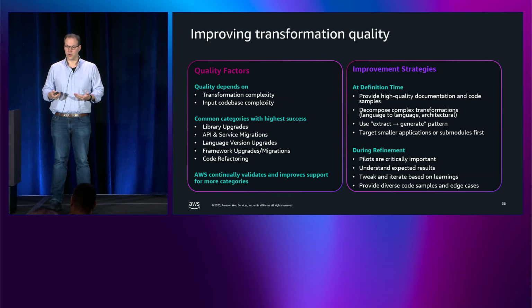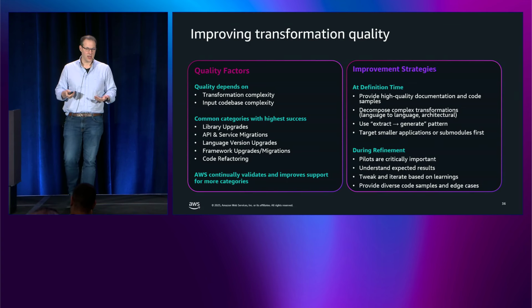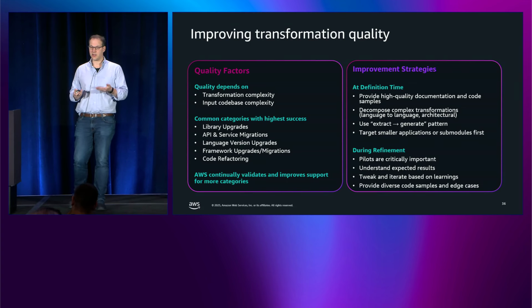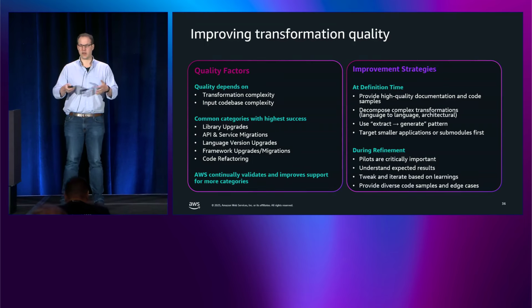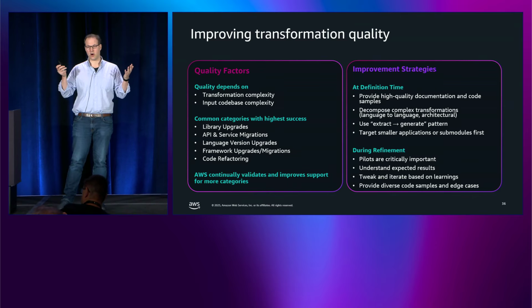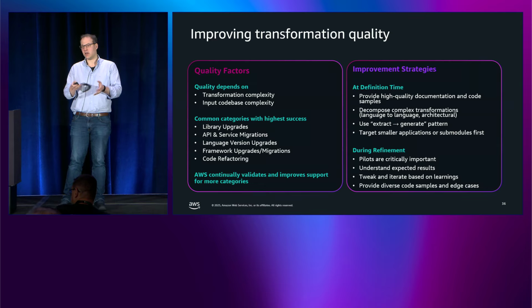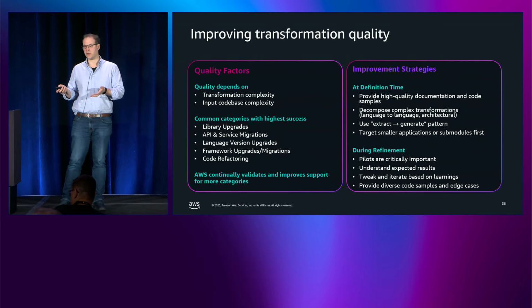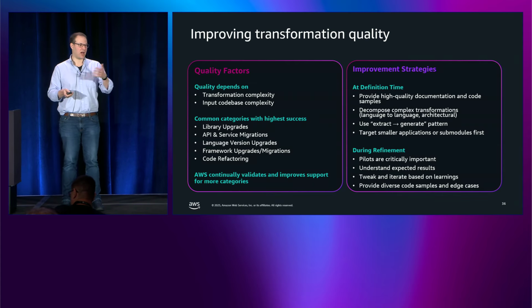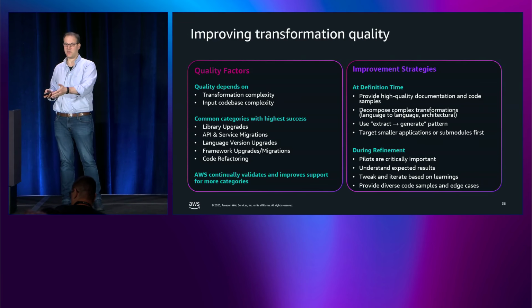How do you improve the transformation quality? How should you think about it? The quality of the result depends on two things. One is the complexity of the transformation. Like .NET to Java, really hard, two different languages. It can be even harder, like C to Rust. The other thing is the input code base. You may have a .NET to Java app that is 800 lines of code, and you may be able to do it right away. But even an easy transformation, even a Java upgrade applied to a 5 million lines of code base with multiple modules and tons of dependencies, it may still struggle.